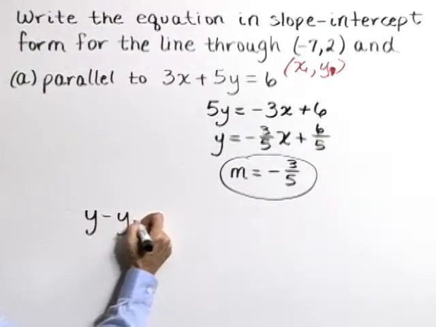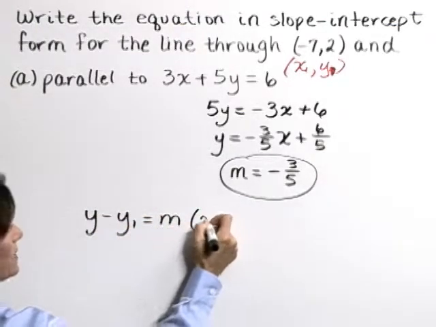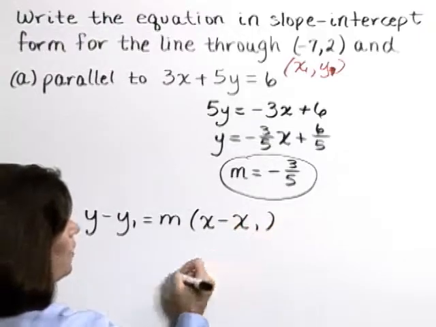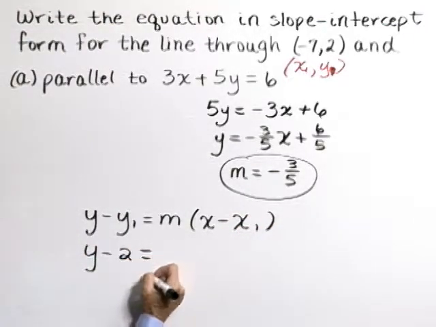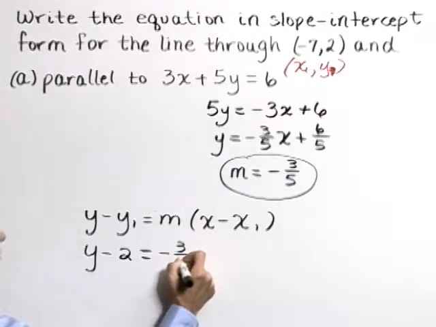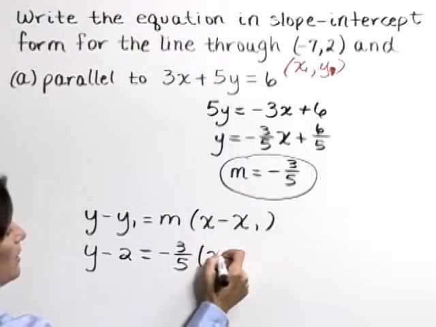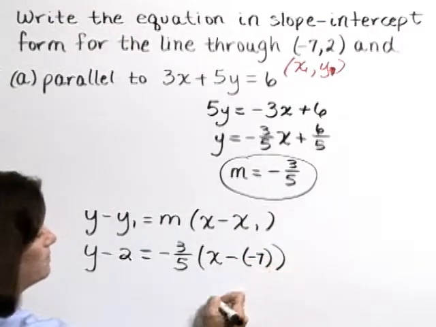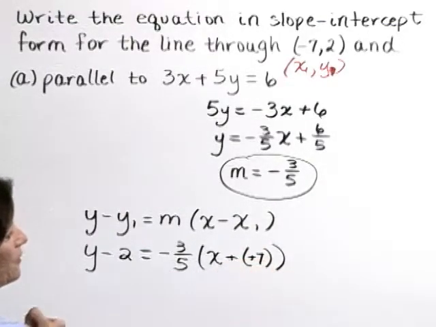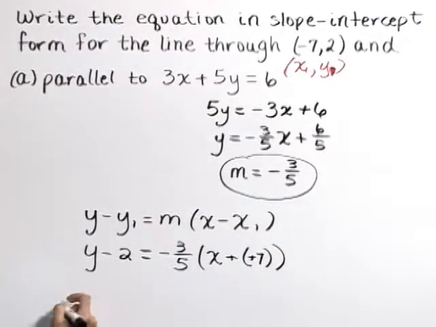Y minus y1 is equal to the slope times x minus x1. So y minus 2 is equal to our slope, negative 3/5, times x minus a negative 7. That's actually an x plus 7. We want to write this equation in slope-intercept form, so let's solve for y.